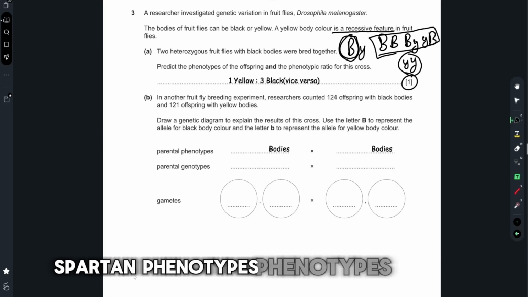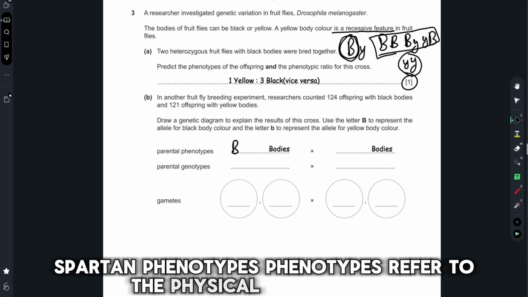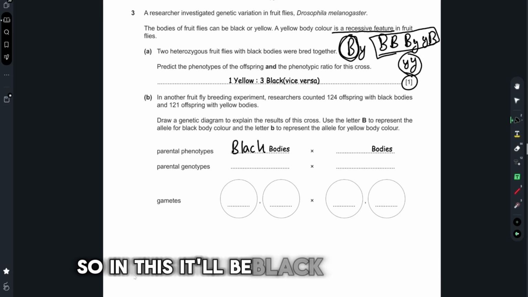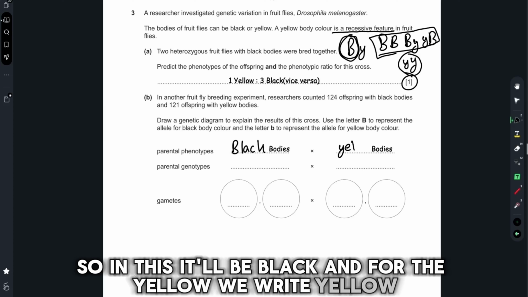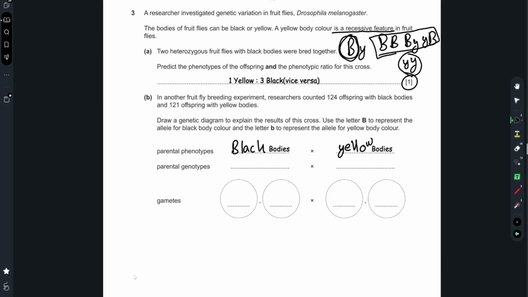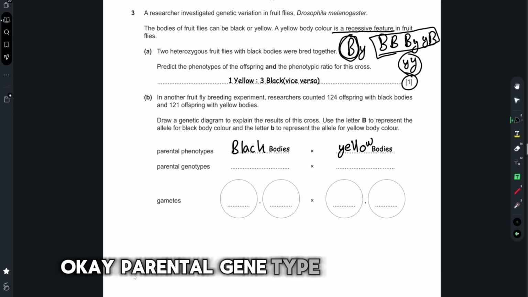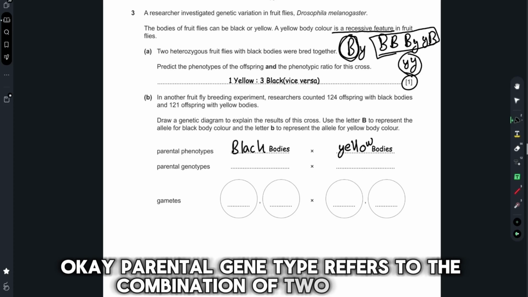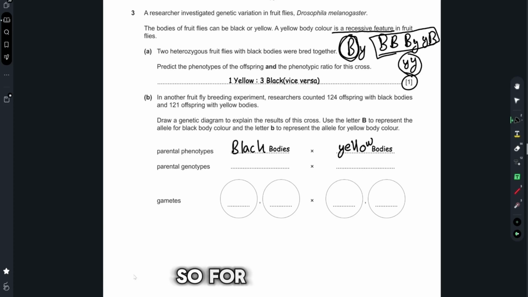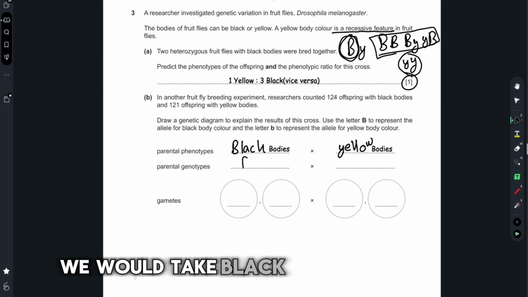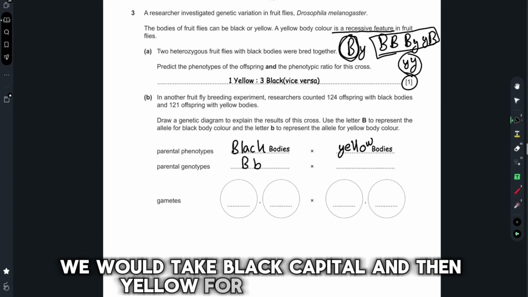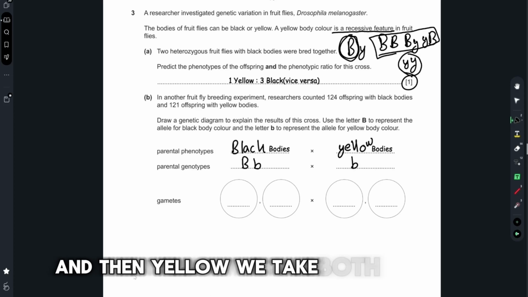Parental phenotypes. Phenotypes refer to the physical properties. So in this it will be black, and for the other we'd write yellow. Parental genotypes refers to the combination of two alleles. So for the black, we would take capital B and lowercase b, and for yellow, we take both lowercase.